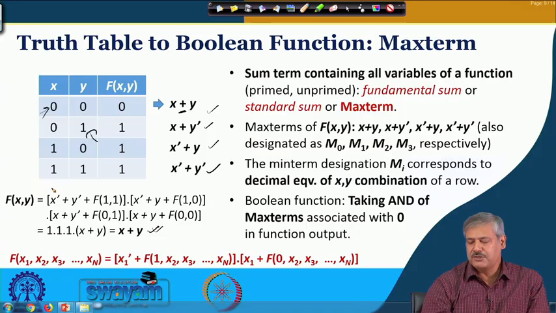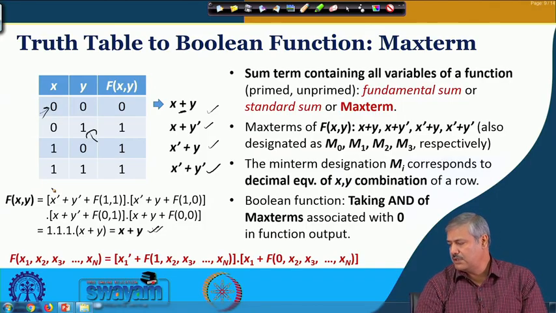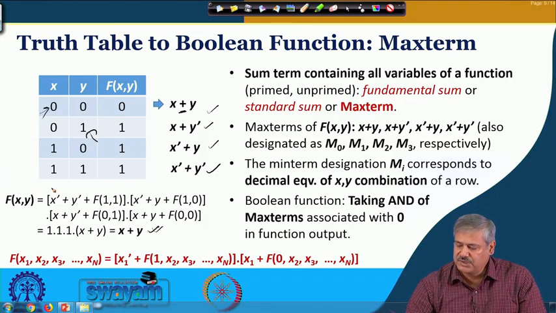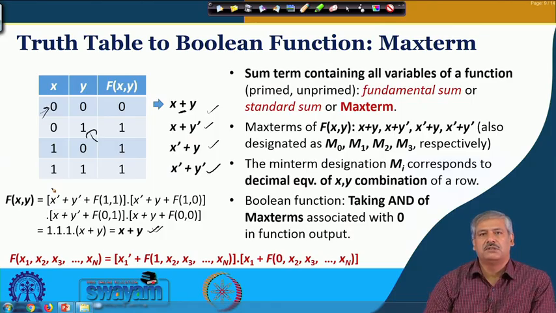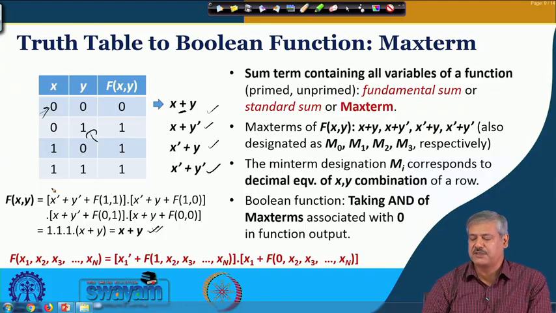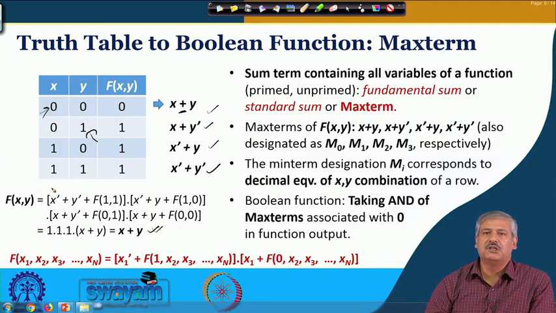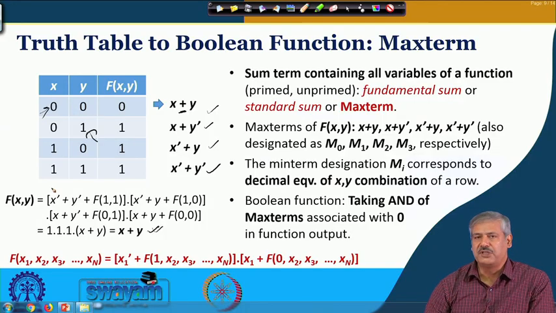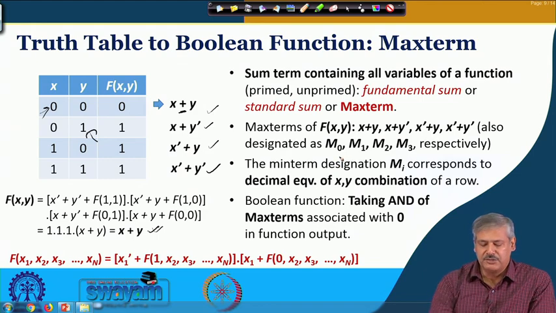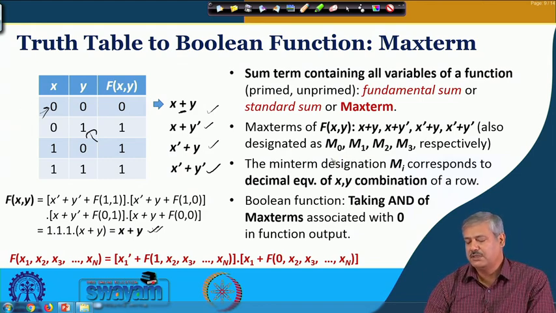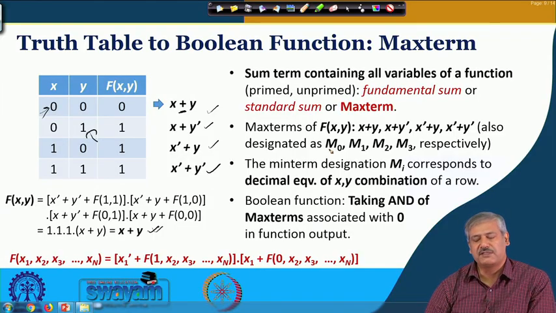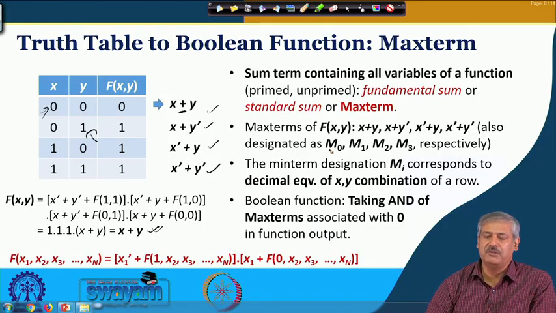So, coming to the definition, some terms containing all variables of a function in a particular n variable problem are called fundamental sum, standard sum, or Maxterm. Similar to Minterms, we designate it with M0, M1, M2 and M3, where 0, 1, 2, 3 are the corresponding decimal equivalents. So, 0, 0 is M0, this is M1 and so on. This capital M represents Maxterm; small m we have used for Minterm.